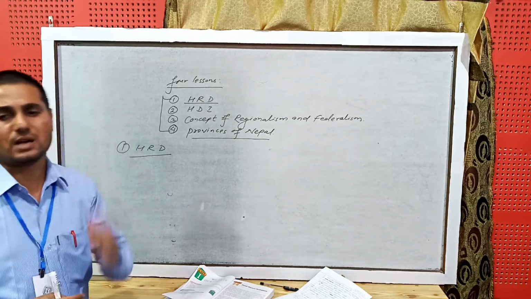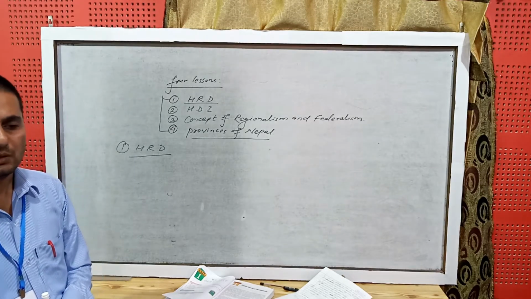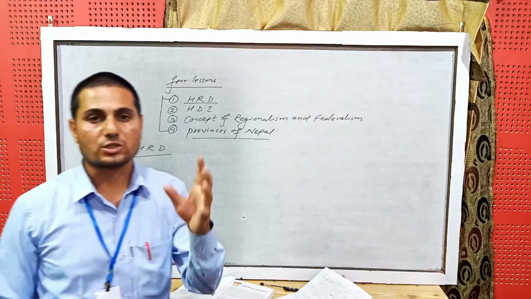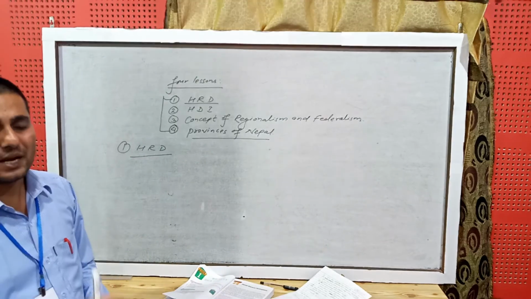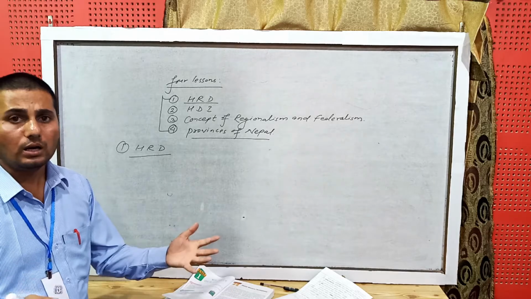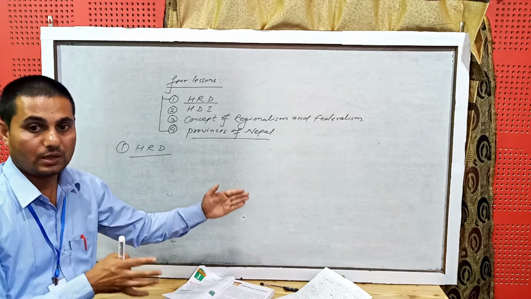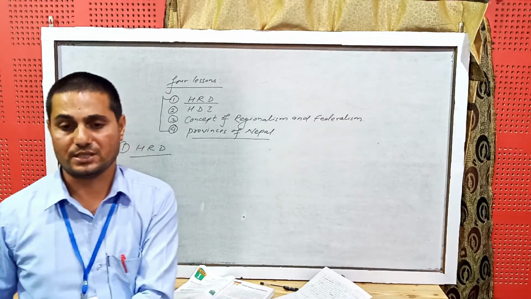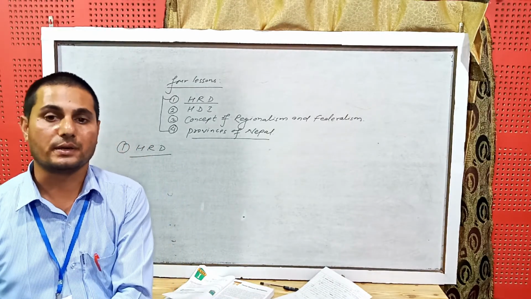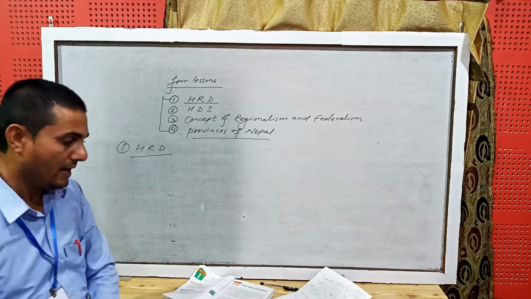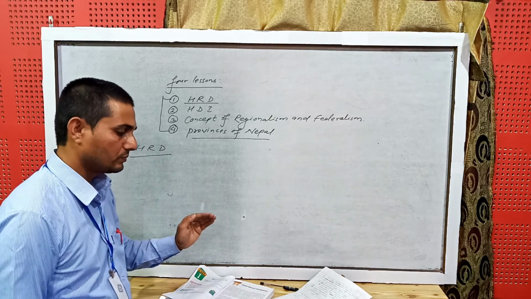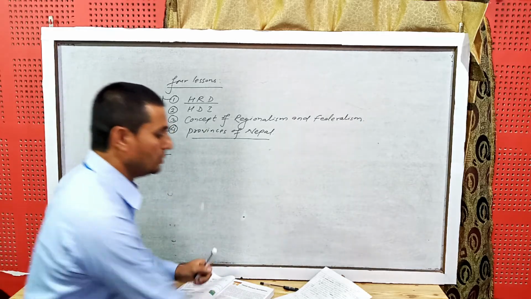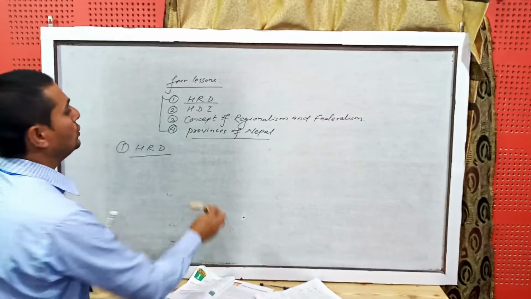Human resource are of different types. See, teacher, pilot, doctor, engineer, mason, plumber, all these are human resource. They are utilized for different purposes, different fields of development, areas of development. And human resource are categorized into 2 types.